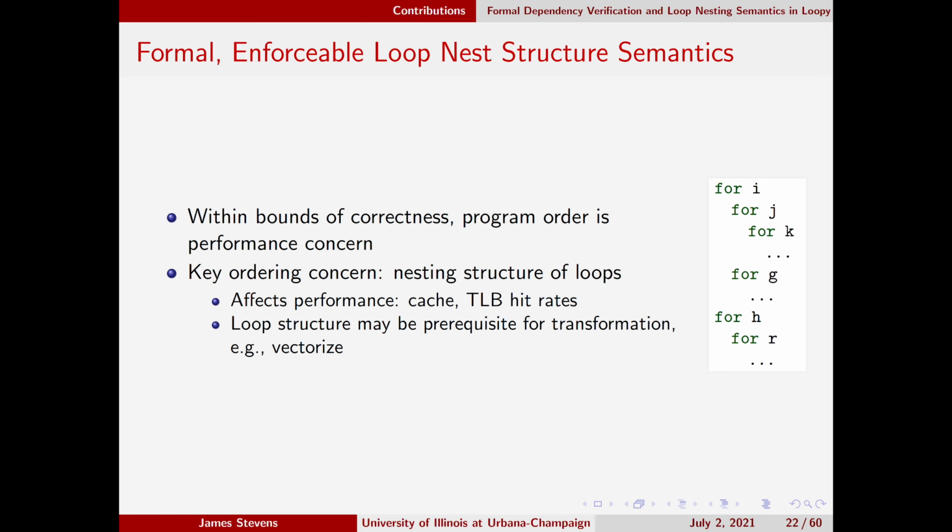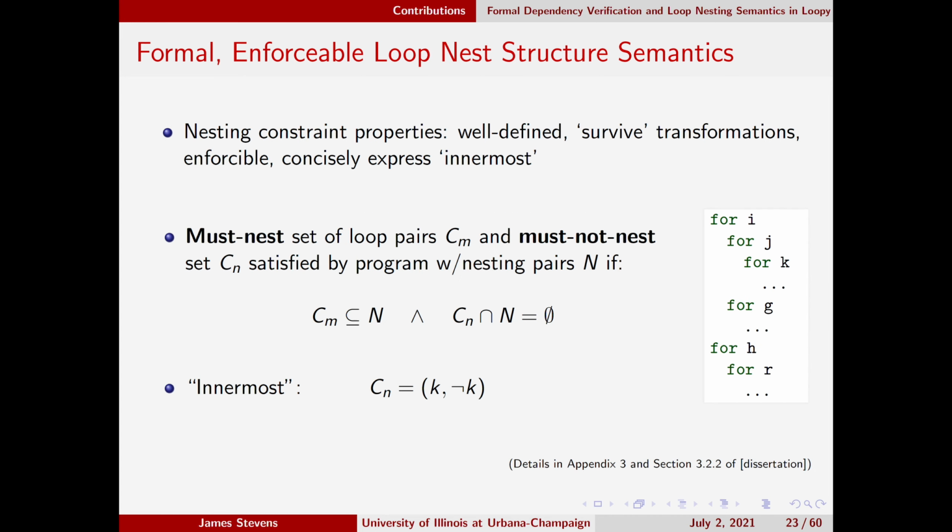So earlier I mentioned the importance of being able to precisely express and enforce loop nest structure requirements. We address this with an additional component of this contribution. This is important for a number of reasons. Of course, the loop nesting structure affects performance, but also a particular nesting structure may be a prerequisite for a particular transformation. For this reason, we have created a mechanism to represent nesting constraints that are well-defined, that survive transformations, that are enforceable, and that can be concisely expressed.